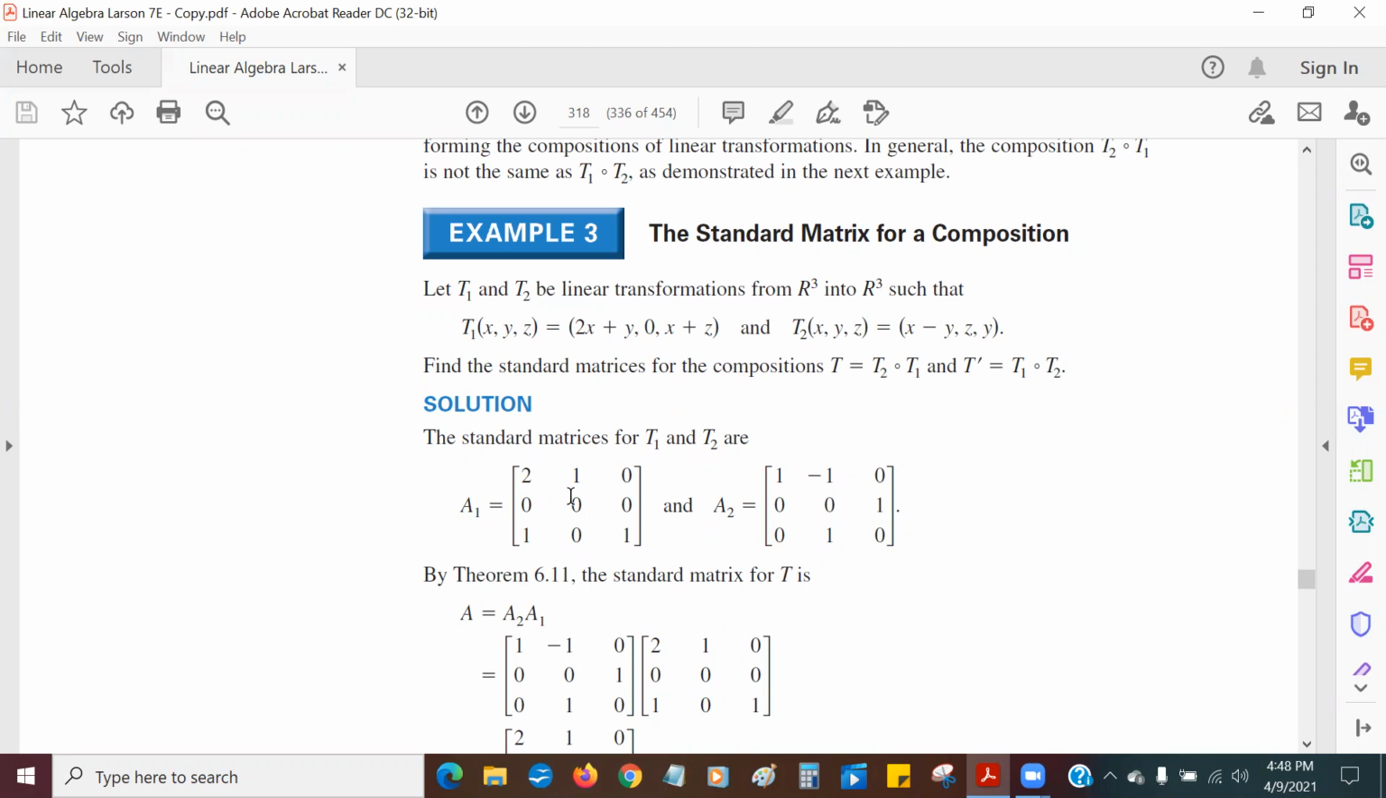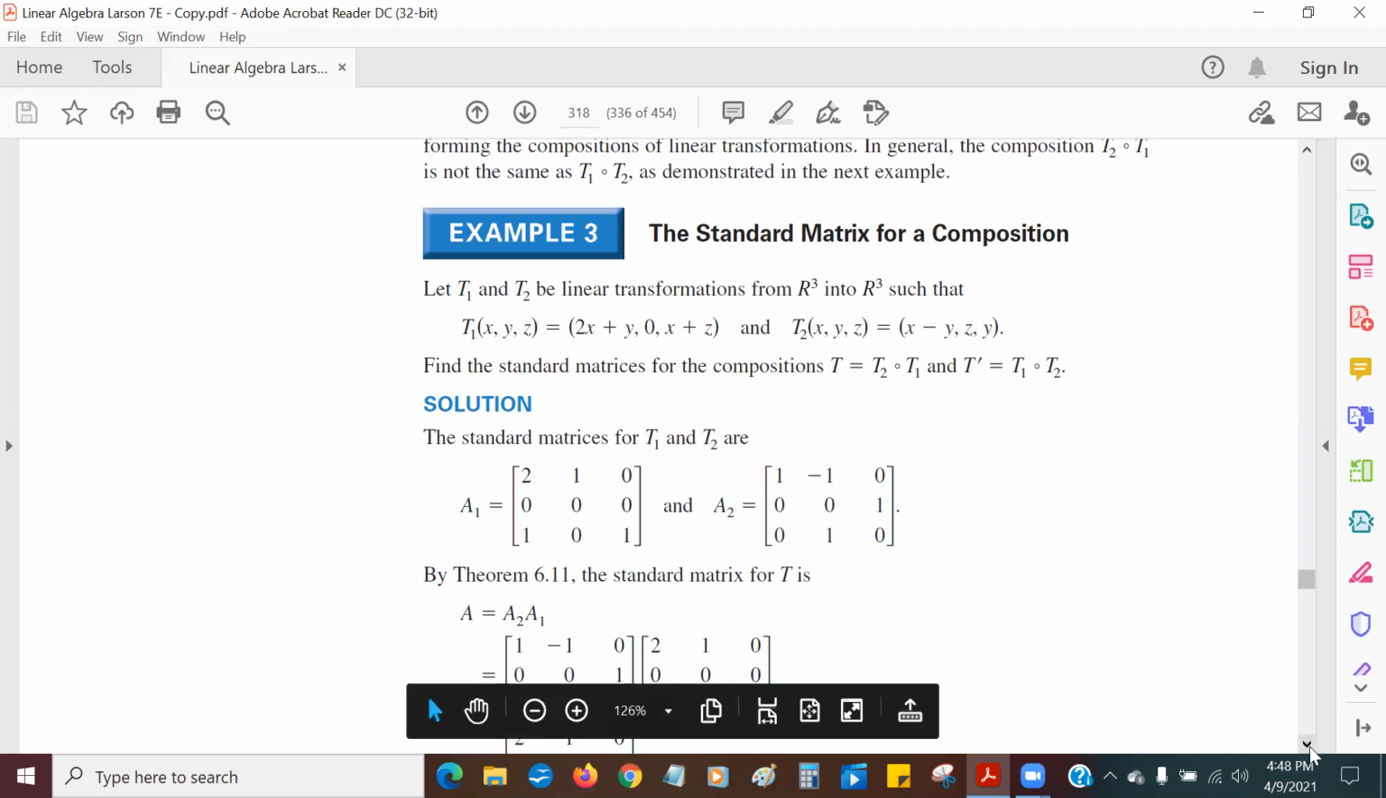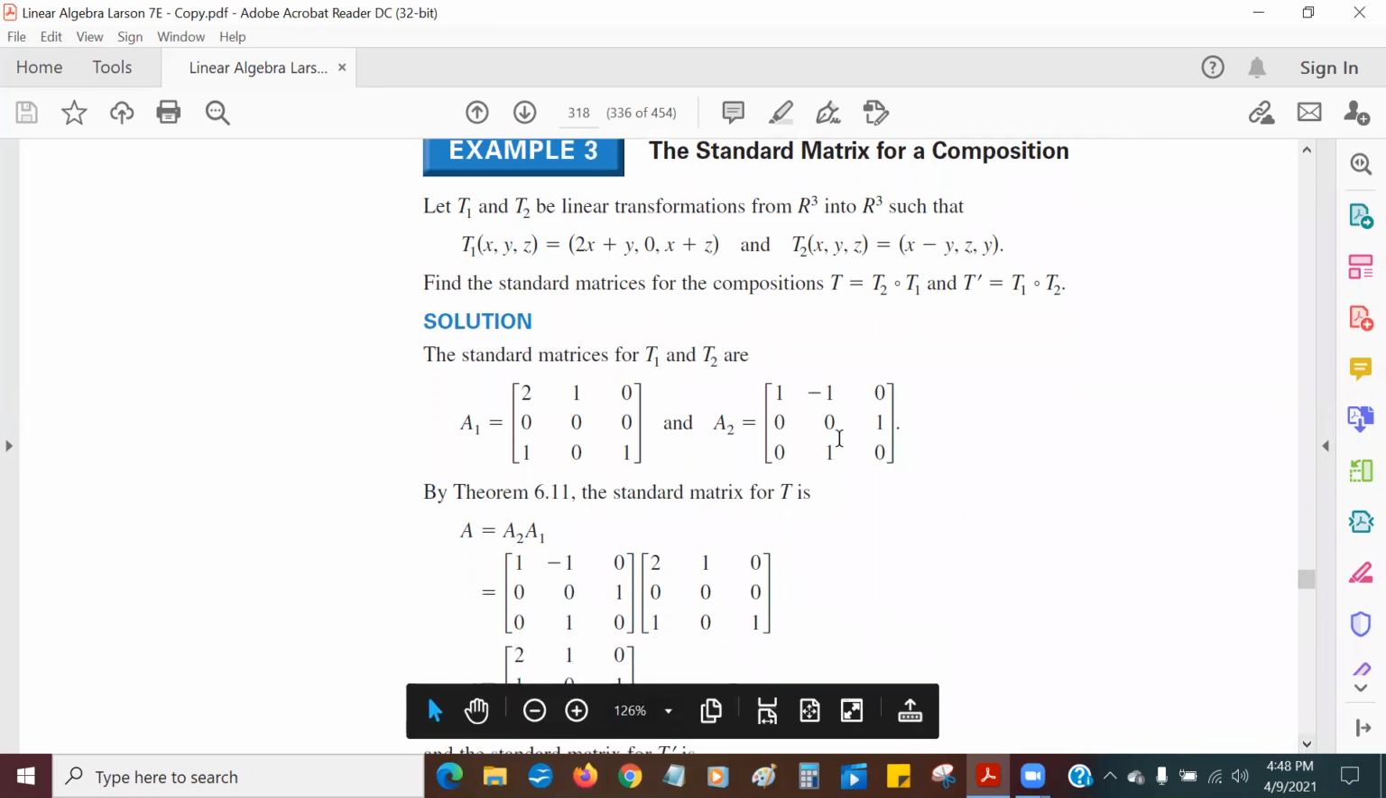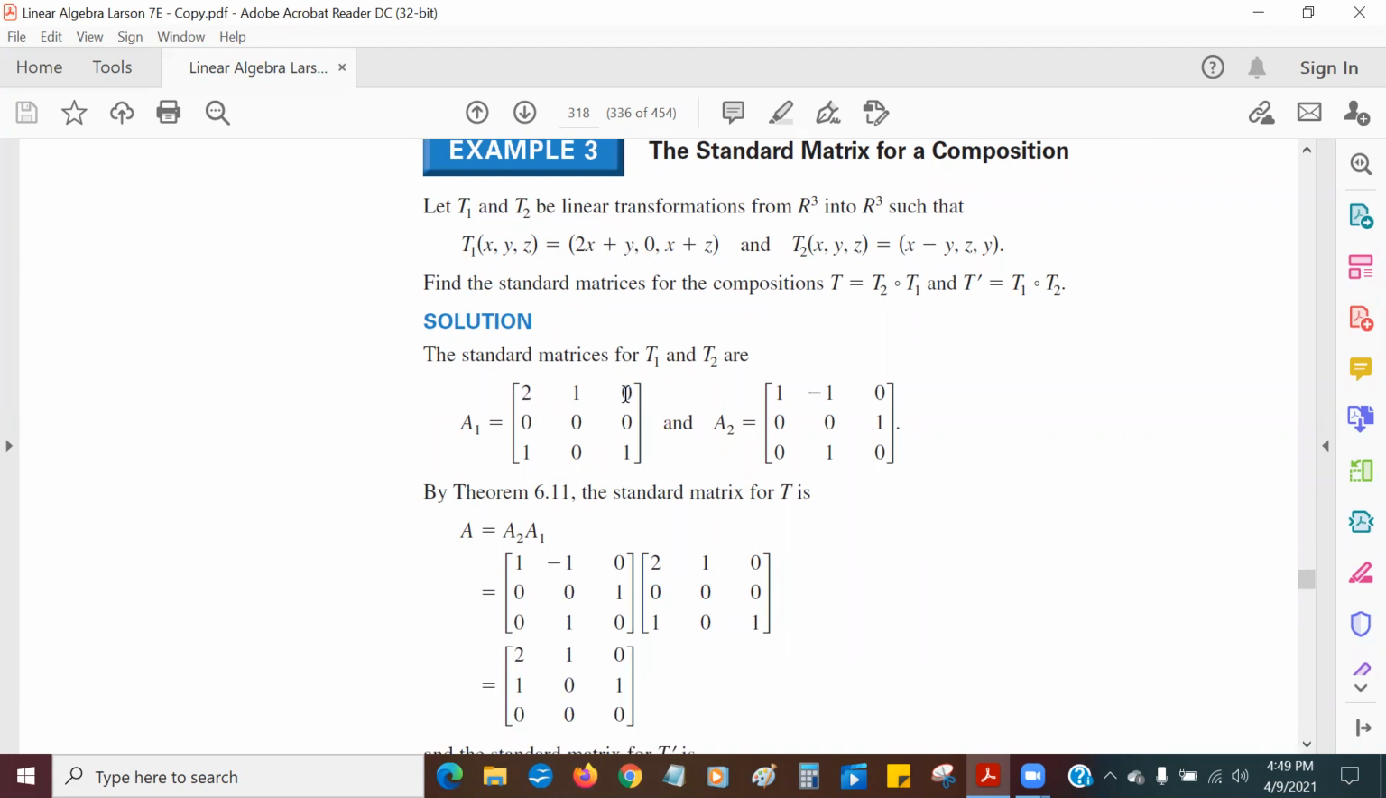Well, A1 we can copy from this information here. A1 is this matrix, and from this information here, A2 is this matrix. We showed previously how you can just look at it and get the matrices right away. For those of you who don't remember, 2x plus y is 2x, 1y, and 0 z's, so I have 2, 1, 0. The second is no x, no y, no z. And x plus z is 1x, 0 y's, and 1 z, so it's 1, 0, 1. And same business over here. That's how we do it.